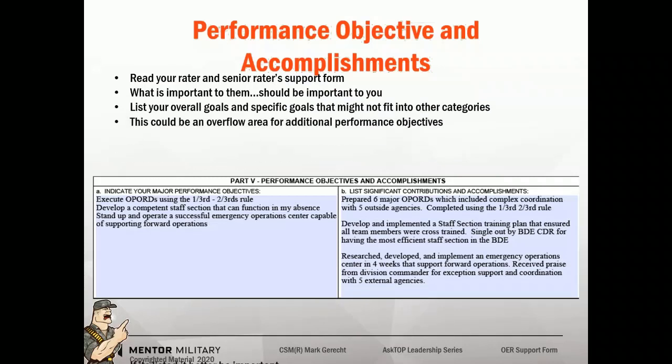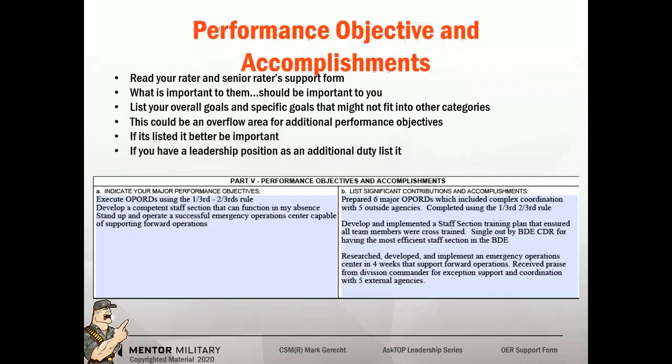All right, let's get to it. If it is listed, it should appear in your achievement statements. I've mentioned that before. So again, if it's on your support form, it better be important. What's important to your rater and senior rater should be important to you. And if it's listed, there needs to be an achievement associated with it.